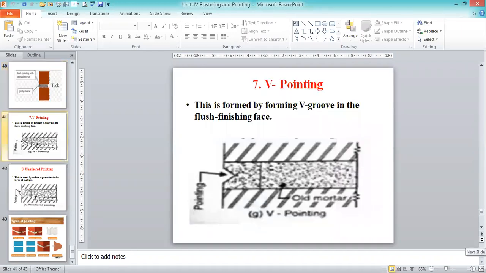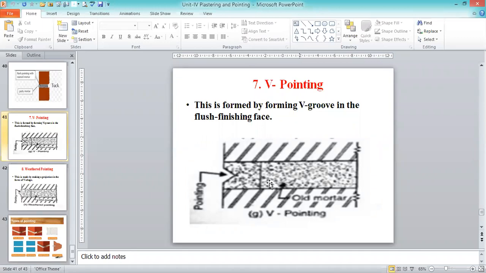Next is V pointing. Directly we can see that it is V shaped. This is the old mortar, and this is the new mortar joint we provide. Then the pointing is done V shaped. This is formed by grooving a V groove. A V-shaped groove is made at the edges, and after that we fill up the mortar. That is called V pointing, in the shape of V. A V-shaped groove is provided in the masonry work, and we fill up the joint.